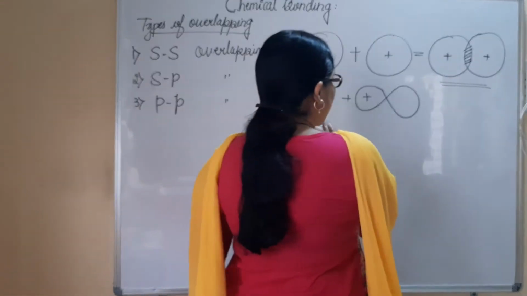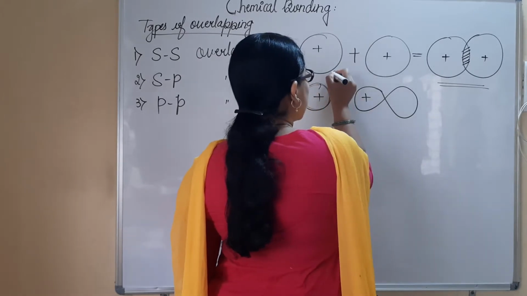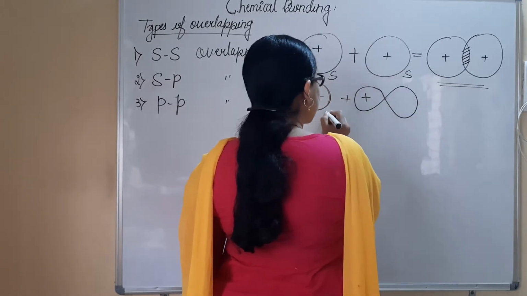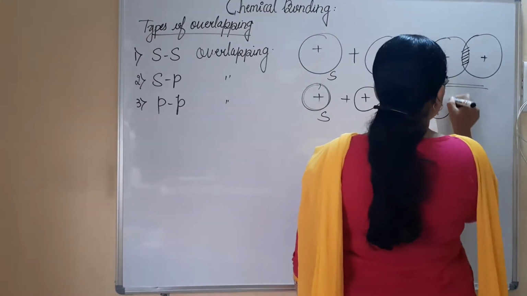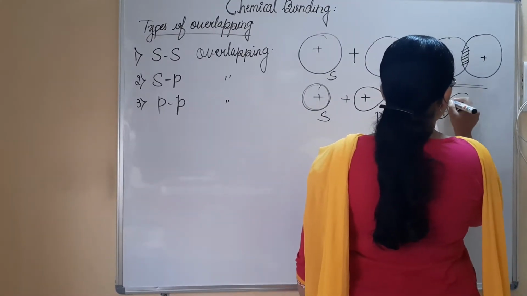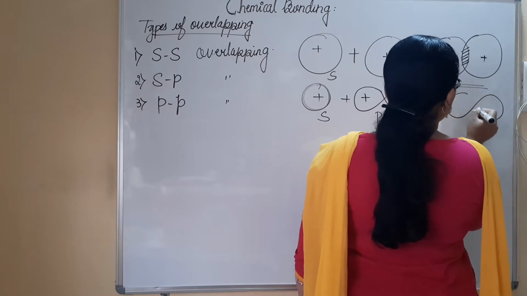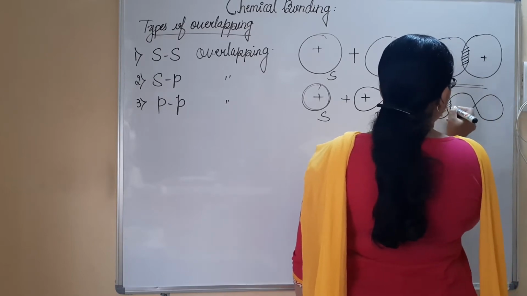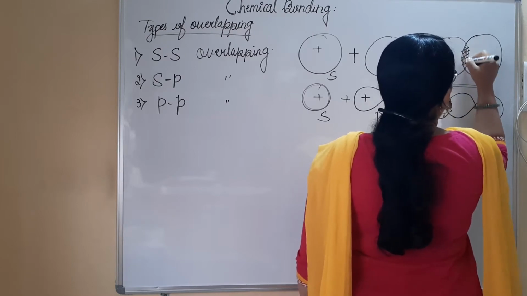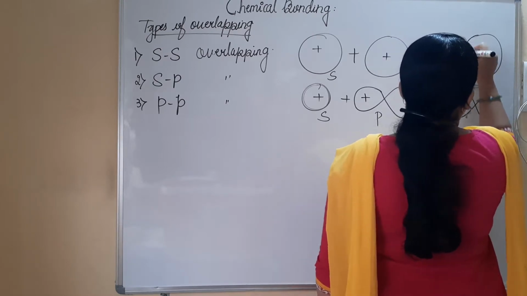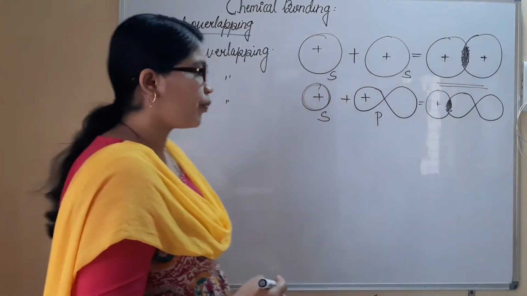So the S orbital combined with the P orbital is said to be SP overlapping. They combine with each other in such a manner that overlapping is seen in this fashion. The lines I am darkening here show the overlapping area, the overlapping of the electron cloud.